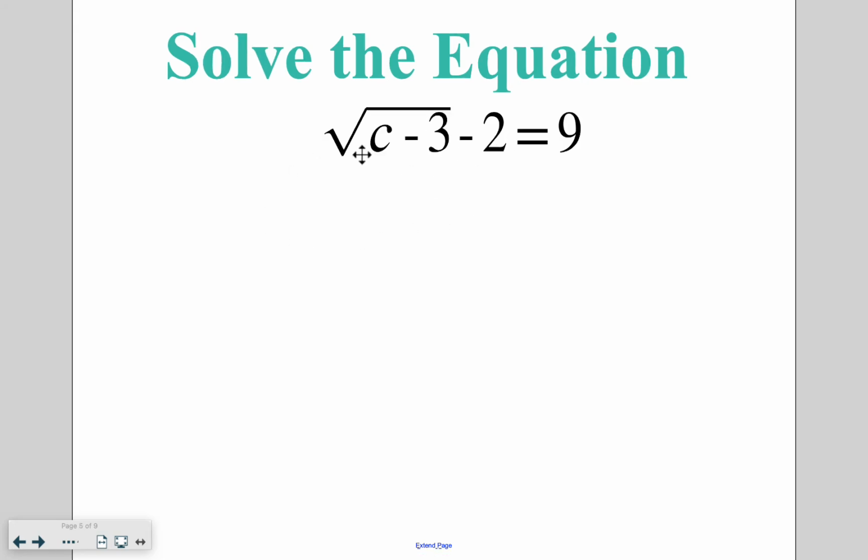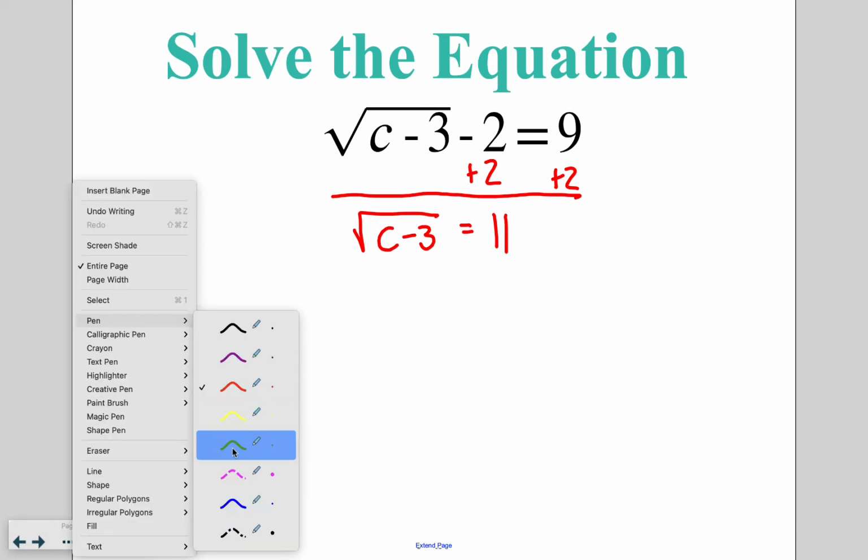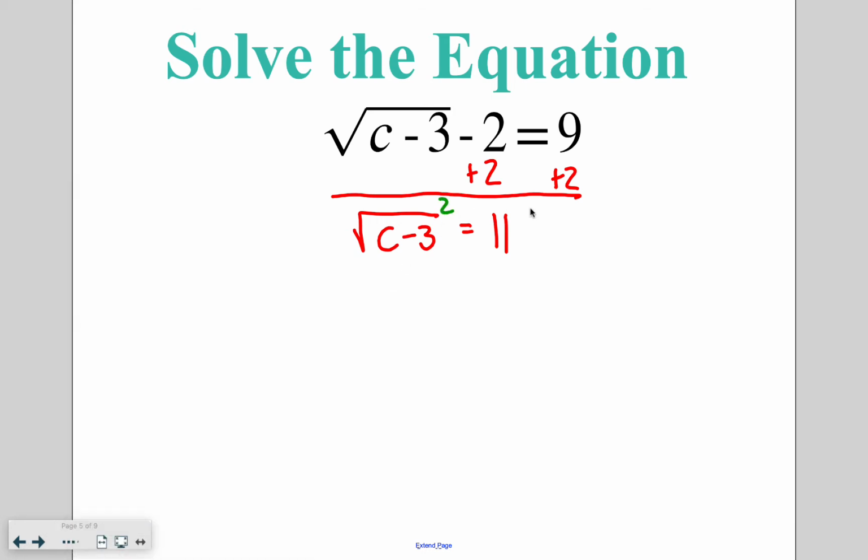Sometimes there's going to be more than one step involved. So going through, the first thing I need to eliminate is anything outside the square root. So I'm going to go ahead and add 2 to both sides to eliminate subtracting 2. So I have the square root of c minus 3 is equal to 11. Now that my square root is isolated, I need to undo the square root by squaring both sides. So that's going to give me c minus 3 is equal to 121.